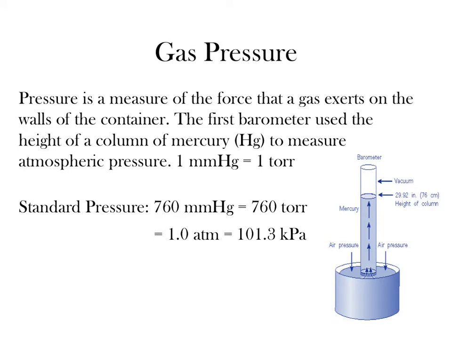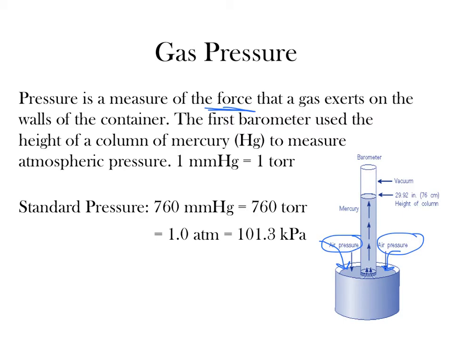Gas pressure is a measure of the force that a gas exerts on the walls of its container. The first barometer used the height of a column of mercury to measure the atmospheric pressure. So here's a barometer, and we've got air pressure pushing down on the mercury. So this is an open tub of mercury.